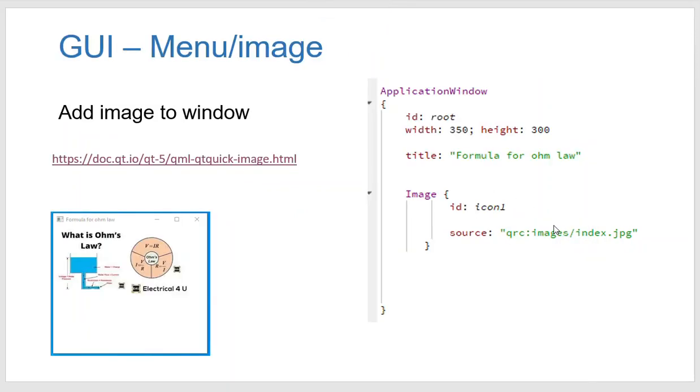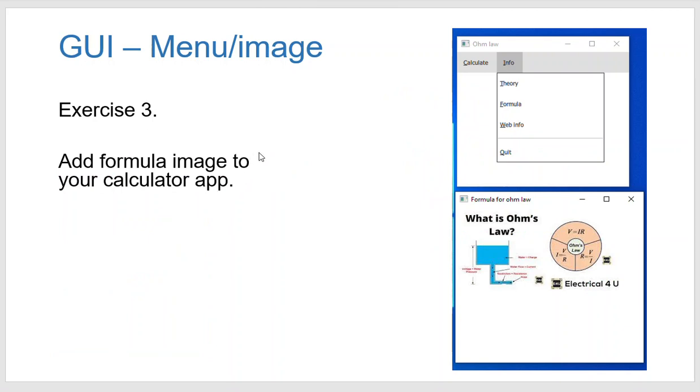So create the subdirectory images, and then with the source property, you can add your image file to your view. So this is also quite easy, to add those images to your project. So the exercise 3: find some, don't take this one, take some of your own. There are plenty of different images for the Ohm's law, so pick some of your own and add that to your project. So then when the user chooses the formula, the image window will be opened. And that's the exercise 3.